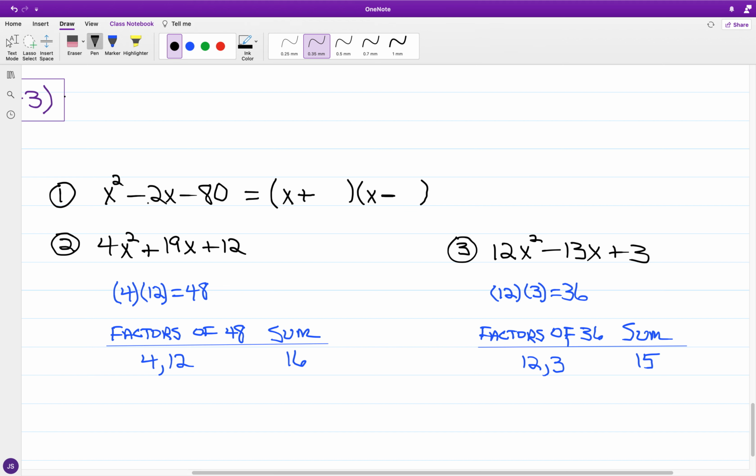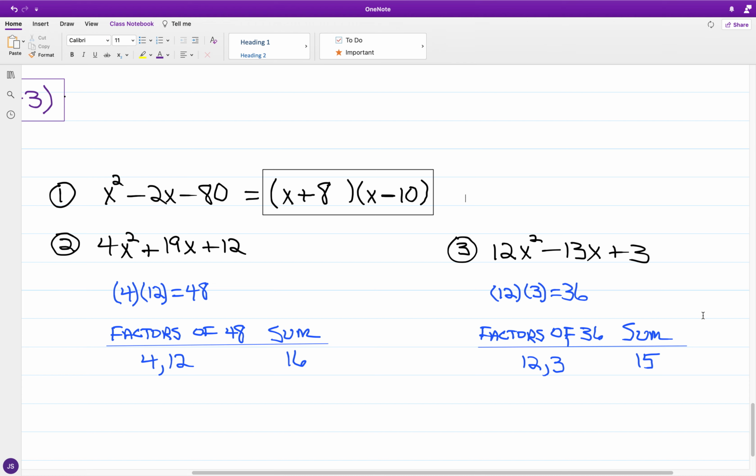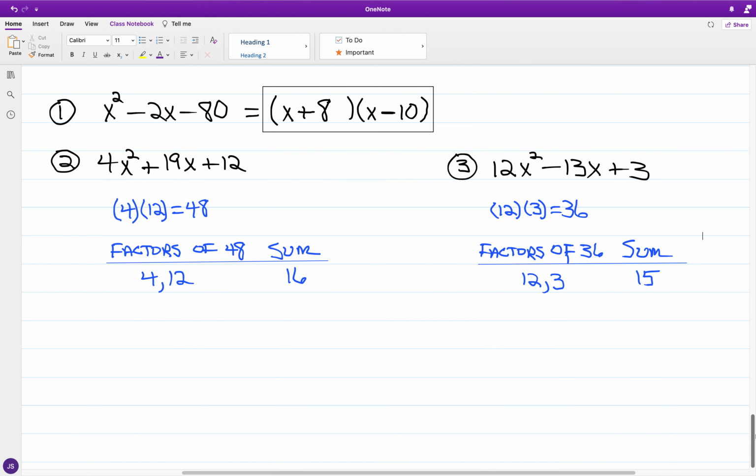So this will signal that more weight will be given to the subtracting than to the adding. And so for there to be a difference of negative 2, that means that we're going to have x plus 8 and x minus 10. So you have x squared minus 10x plus 8x, which will be negative 2x, and 8 times negative 10 is negative 80. All right.